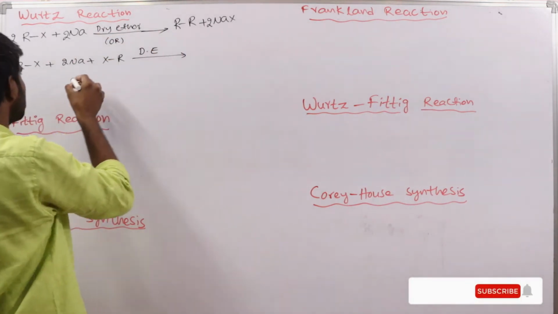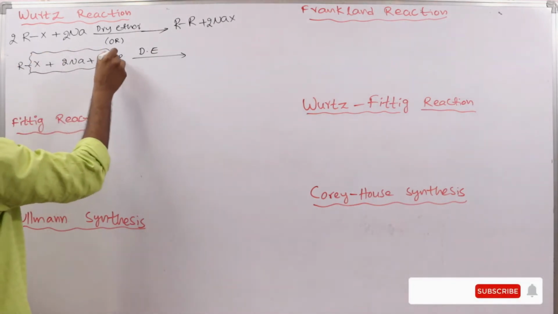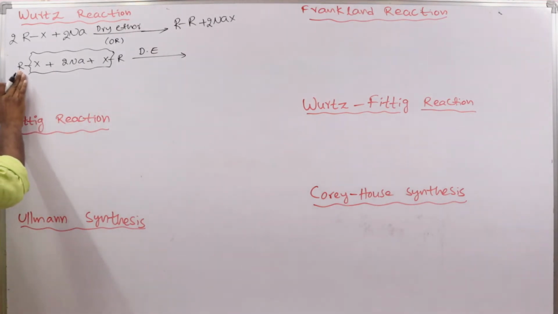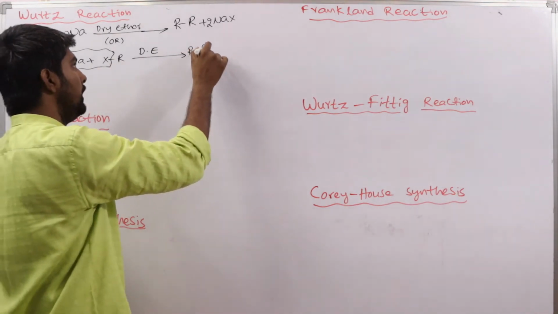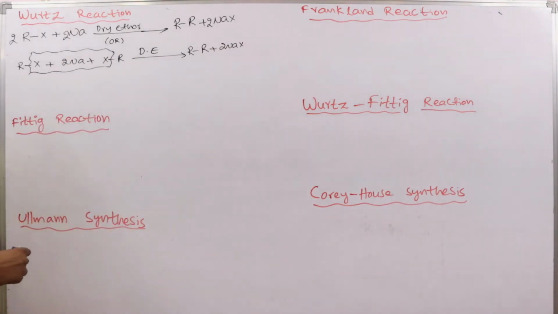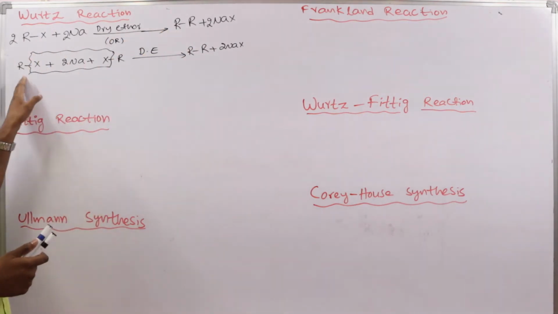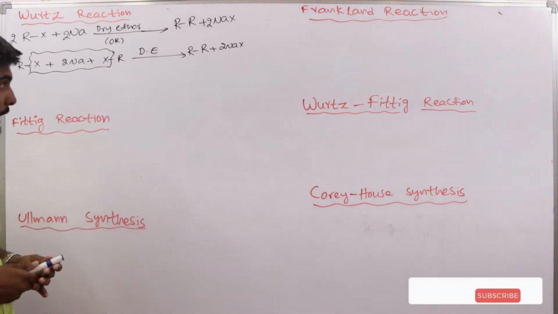Simply what happens, these halogens are carried away along with the sodium, and there is a bond formation between carbon of this alkyl group and carbon of this alkyl group. So we get a hydrocarbon plus 2 moles of sodium halide. You can remember it in this way. Sodium is taking the halogen away and there is a bond formation between two alkyl groups. A C-C bond is formed, so we get the hydrocarbon as the product.